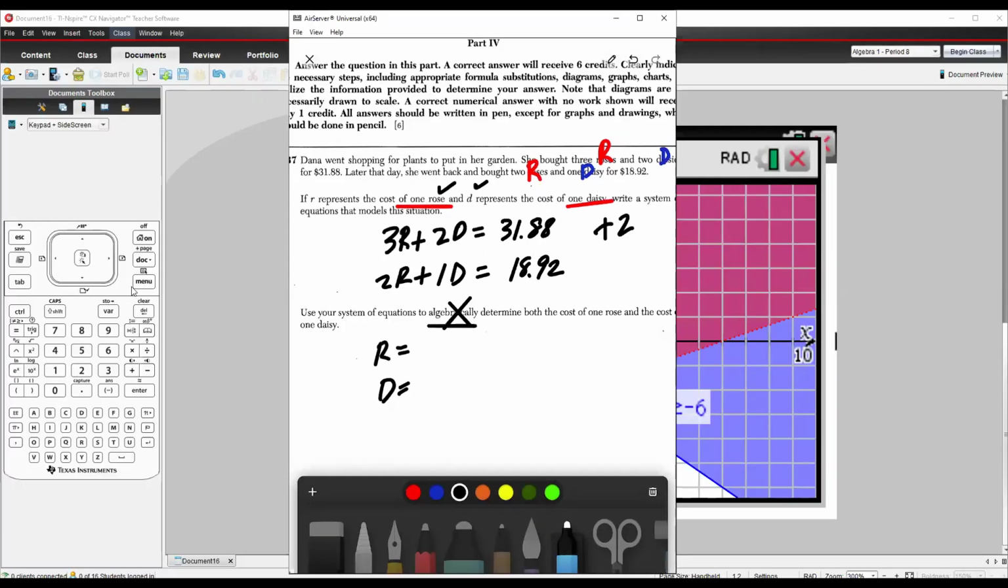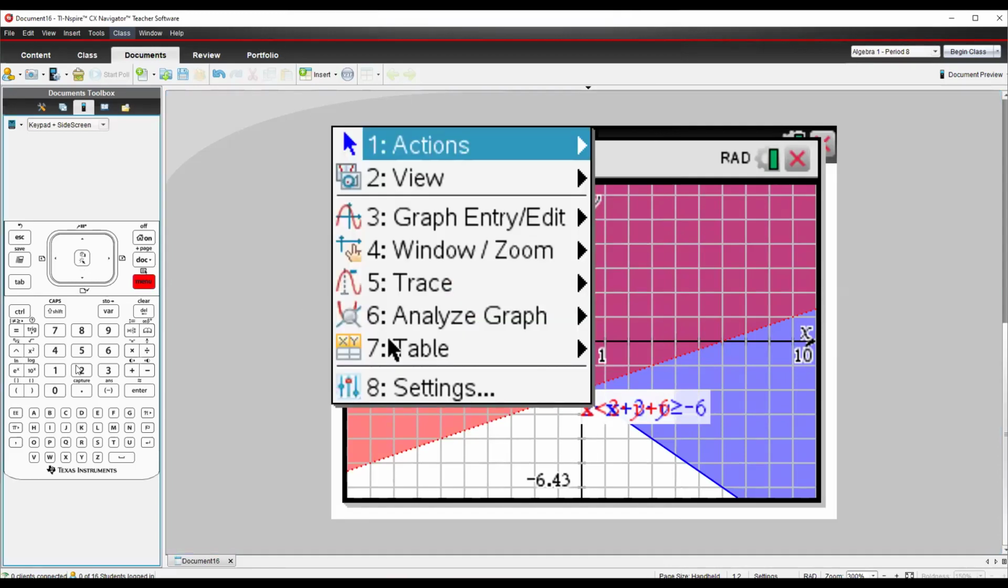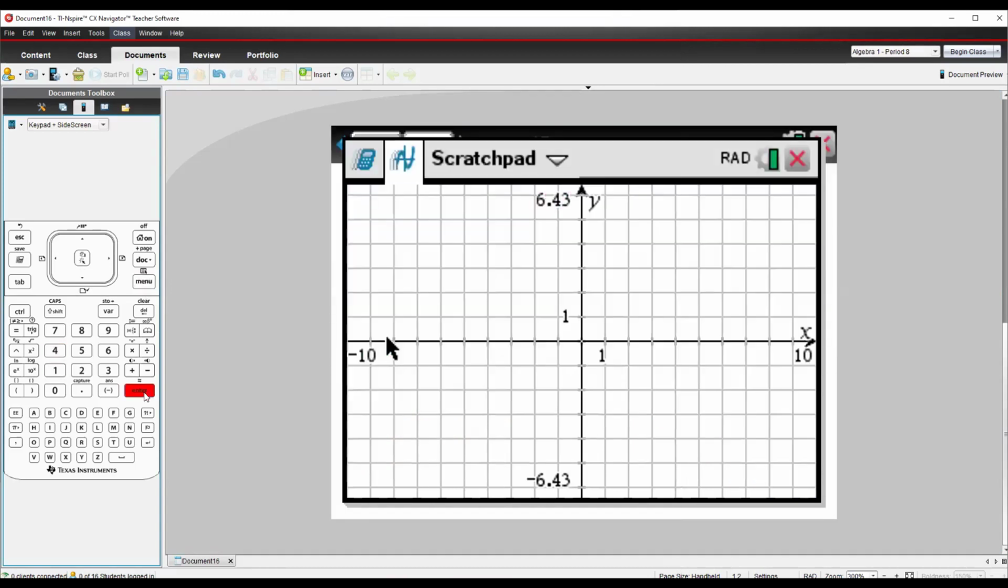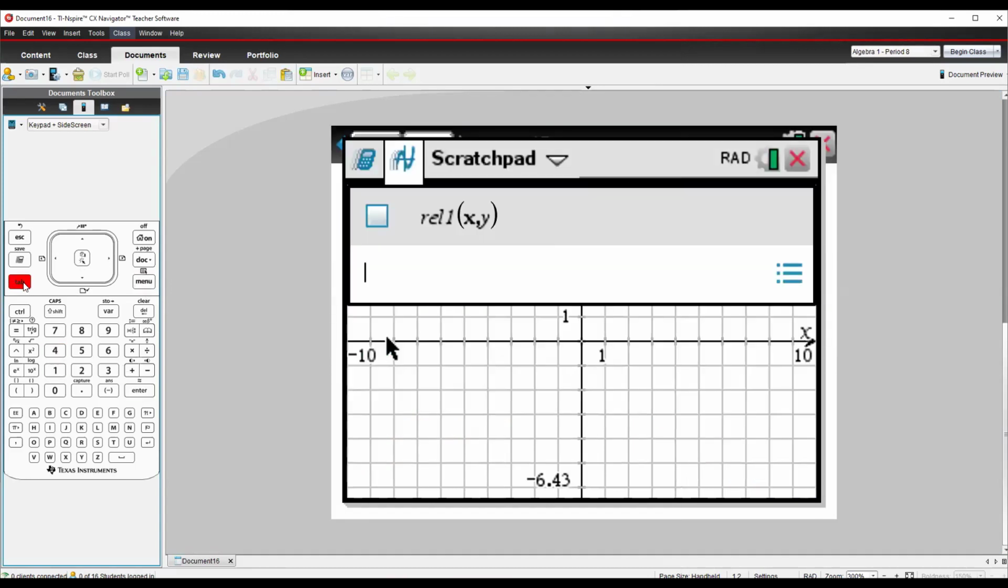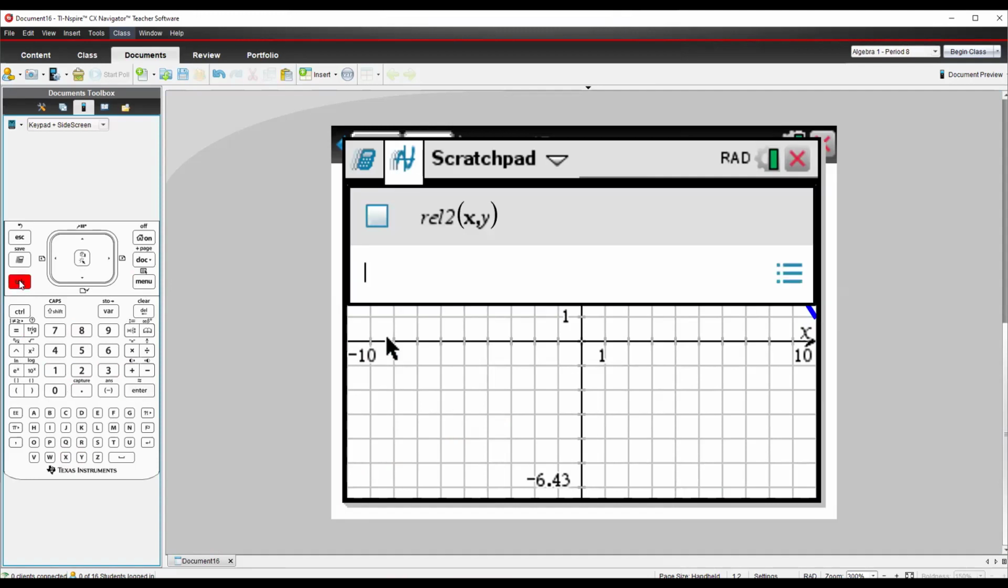Now, this was from the last problem that I used to graph on. This has the inequality stuff. I'm going to get rid of this, menu 14. And now I'm just going to put tab, and I'm going to type in the first one. It's going to be 3X. The X stands for roses, plus 2Y. The Y stands for daisies, equals $31.88. Boom, got it.